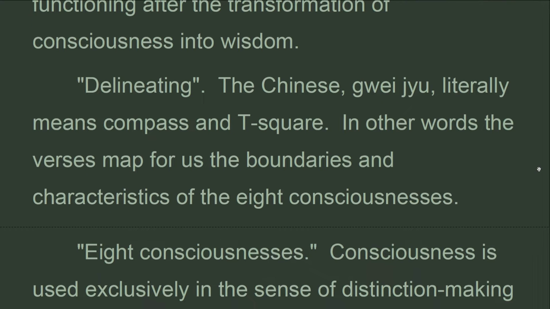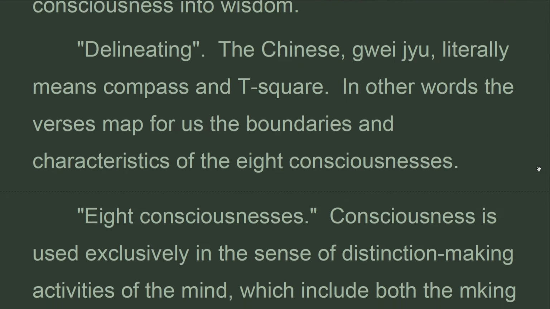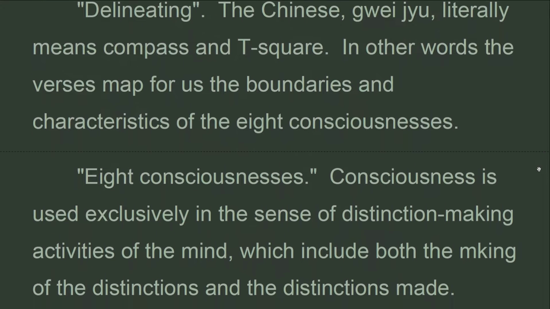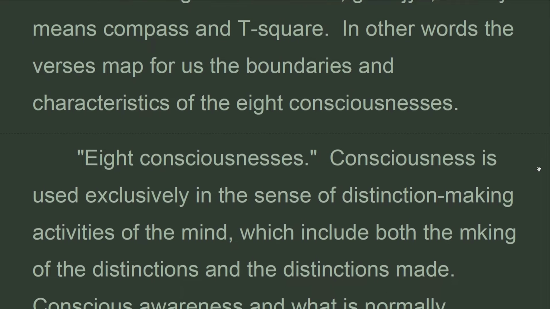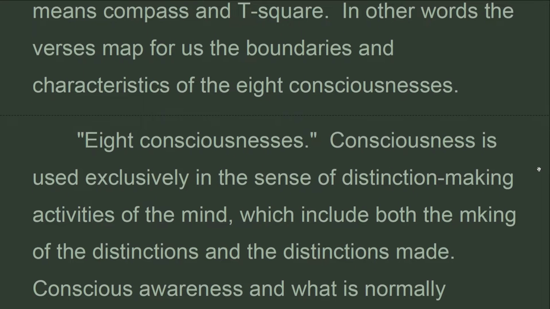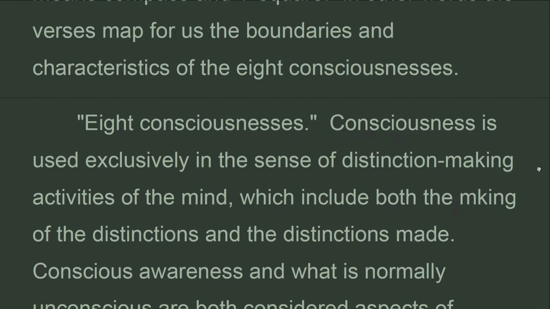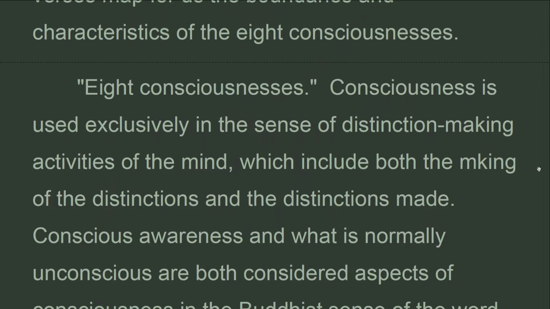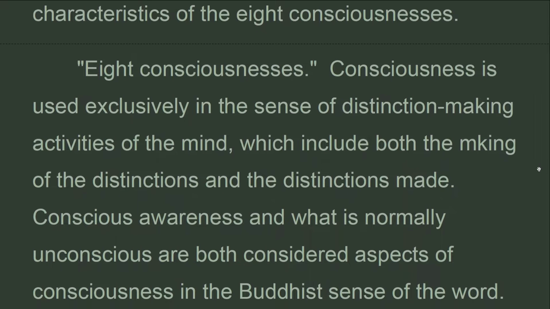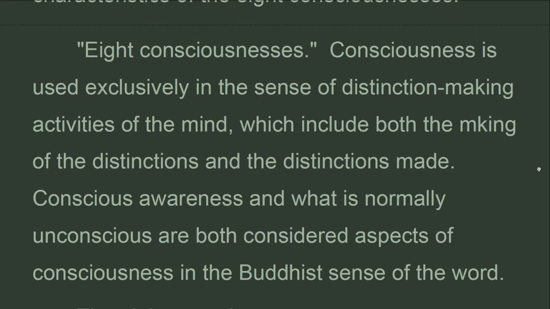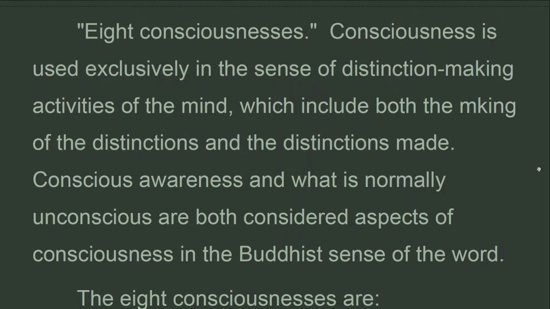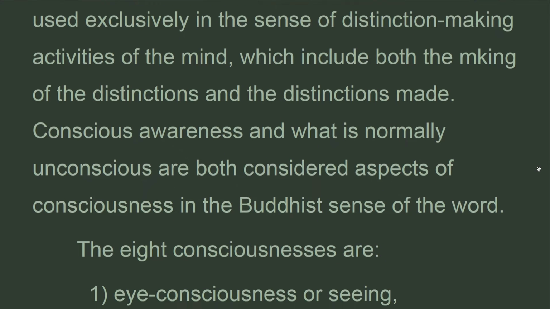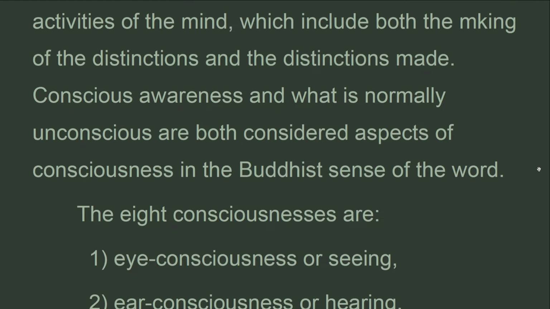Delineating. The Chinese, guizhu, literally means compass and T-square. In other words, the verses map for us the boundaries and characteristics of the 8 consciousnesses. Consciousness is used exclusively in the sense of distinction-making activities of the mind, which include both the making of the distinctions and the distinctions made. Conscious awareness and what is normally unconscious are both considered aspects of consciousness in the Buddhist sense of the word.